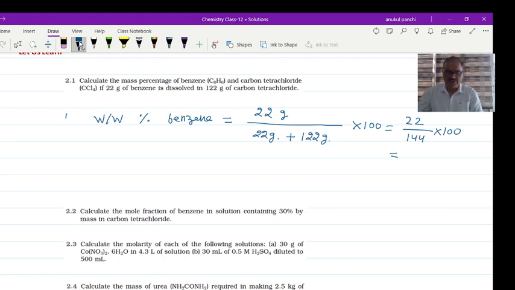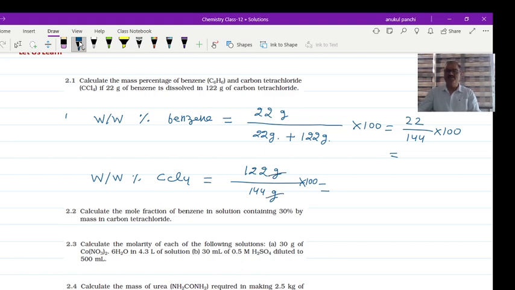And in a similar way, what will be the mass percentage of the second component, carbon tetrachloride? Mass of the second component upon the sum of masses of both the components, that is 144 gram, into 100, the grams cancel. The answer will have no units. Can you solve it? No problem. Let us see the second numerical.